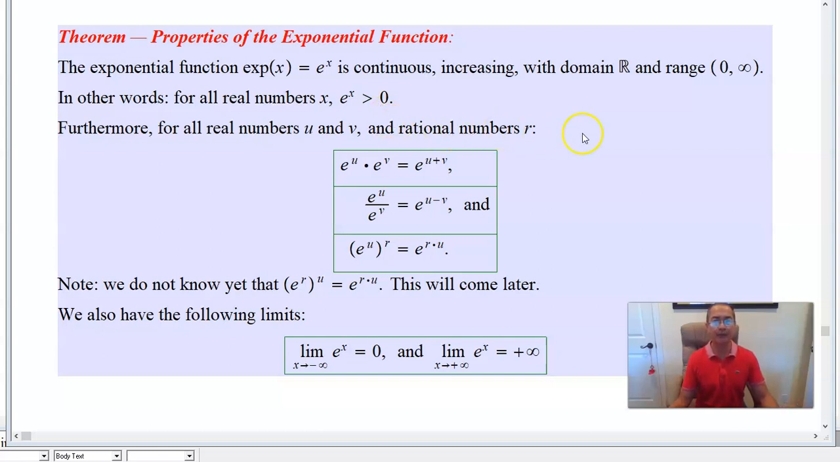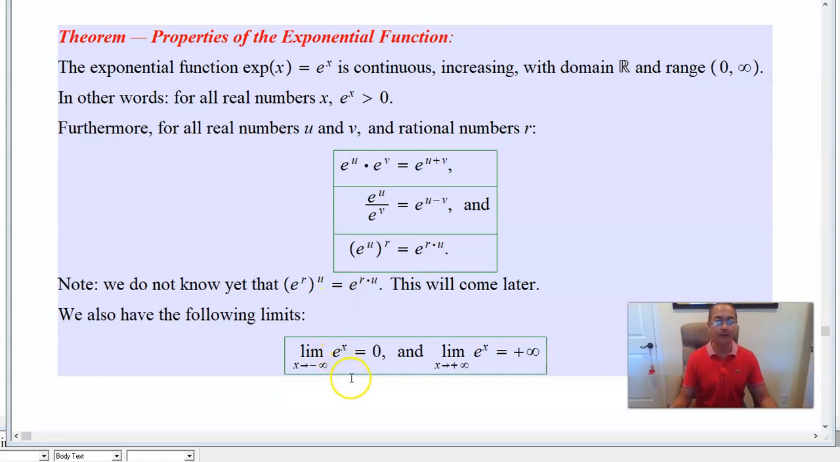Okay, so we have three properties of logarithms, and they translate to these three properties for the exponential function. For any two real numbers u and v and rational number r, e to the u times e to the v must be e to the u plus v. E to the u divided by e to the v must be e to the u minus v. And e to the u raised to the power r must be e to the r times u. Okay? And you might say, can we switch them backwards? It will be possible, but not today, not in this video. This will come in our next video.